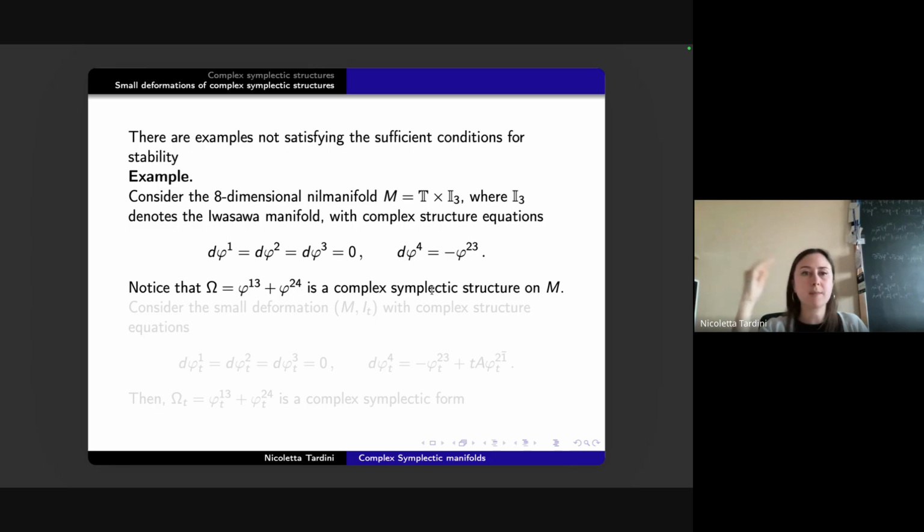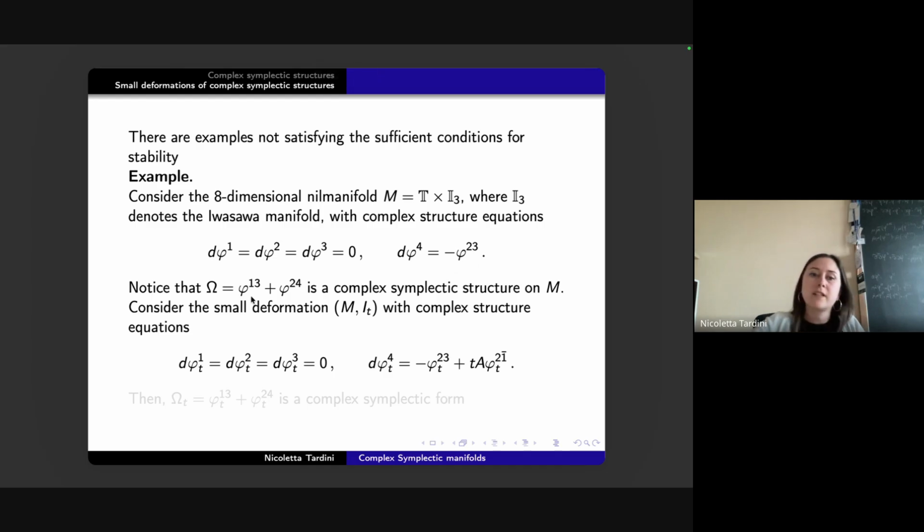Again, it's the torus times Iwasawa, okay? So with this basis, the structure equations are this, and omega is a complex symplectic structure on the manifold. This omega is phi 1 3 plus phi 2 4, okay? So this is non-degenerate of (2,0) degree, and it is closed, okay? Because phi 1 and phi 3 are closed, and phi 2 is closed, and the differential of phi 4 involves phi 2, okay? So this is a complex symplectic structure.